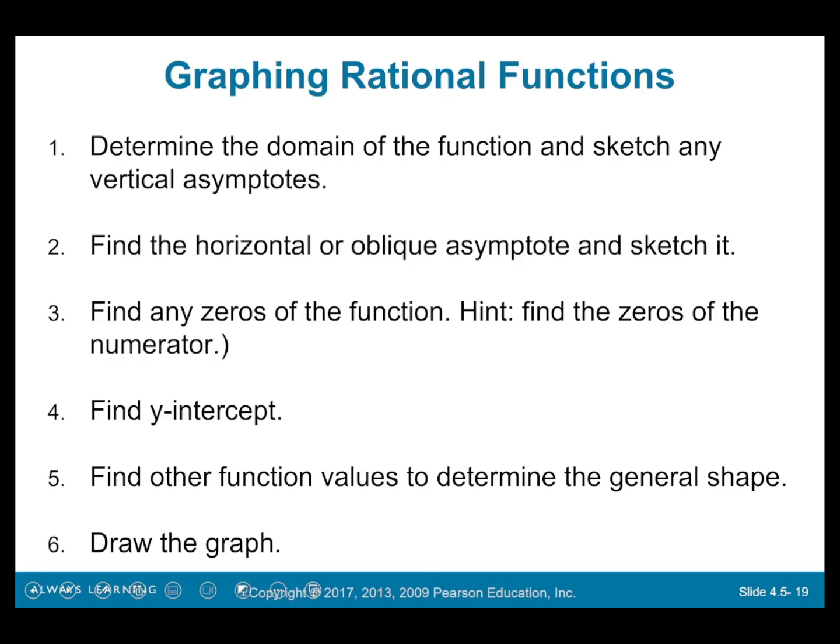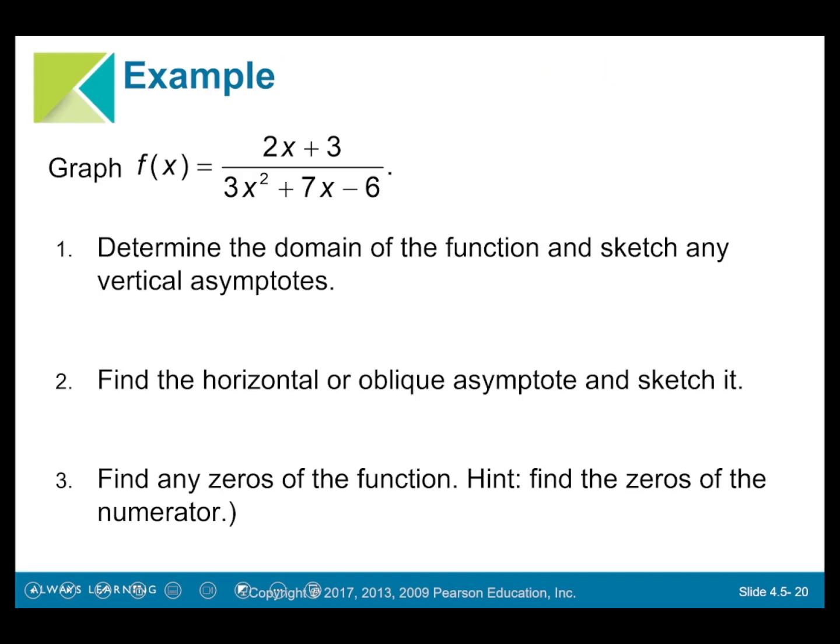Then we're going to find if our function has any horizontal or oblique asymptotes and sketch those. Then we're going to find any zeros of the function, which will help us know exactly where we're crossing the x-axis, and you want to use your numerator for that. Then we're going to find our y-intercept and some other function values until we at least have a general shape of how this function's behaving. Then, of course, we have to draw the graph.